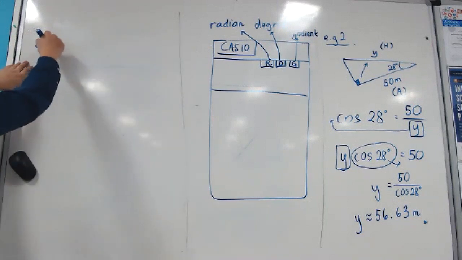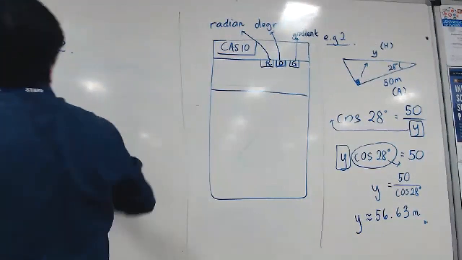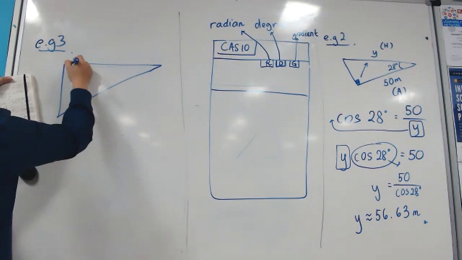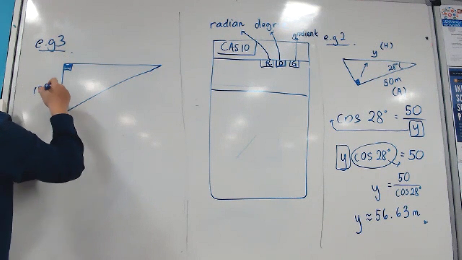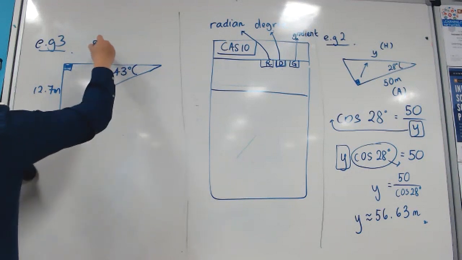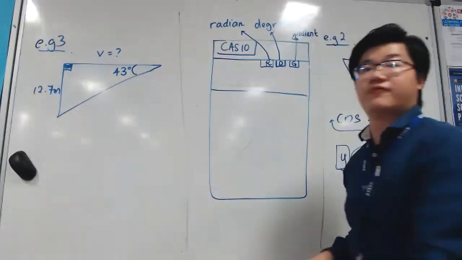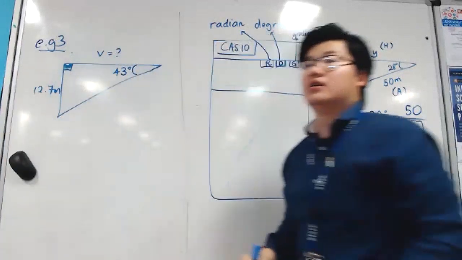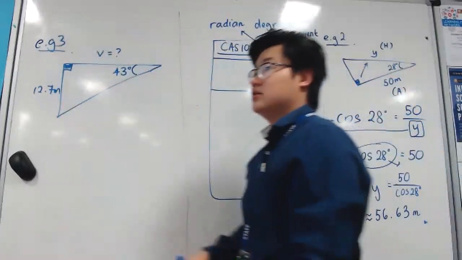All right, third example. Now, let's have a look here. I'd like you to draw a right angle triangle again. A right angle triangle, okay? Right now, I've got 12.7 meters on this side, angle 43 degrees, and V equals to, I don't know. Now, how are we going to look for V? So what's the length of this side? Two sides, one angle. Who wants to find V?